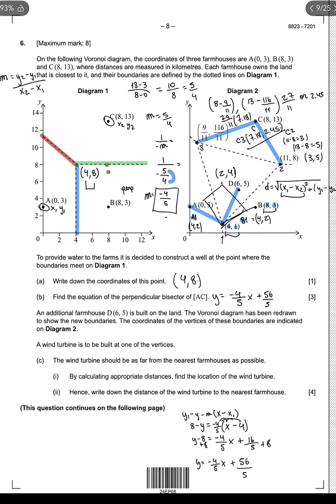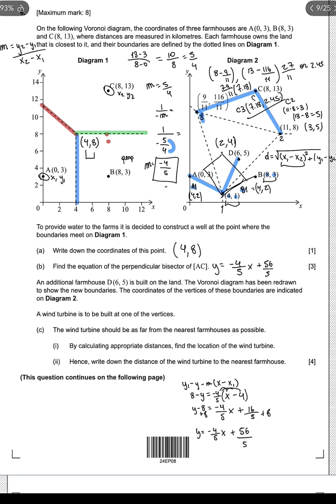The wind turbine should be as far from the nearest farmhouses as possible. By calculating appropriate distances, find the location of the wind turbine. So it will be on vertex 3, okay? It will be on vertex 3 because it is the largest difference that we have here. Hence, write down the distance of the wind turbine to the nearest farmhouse.